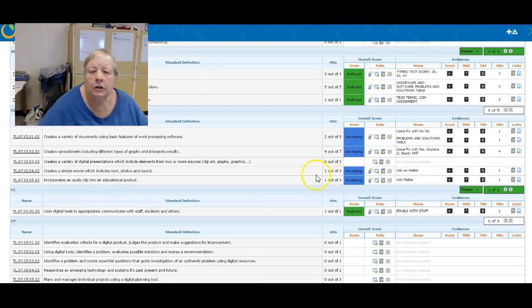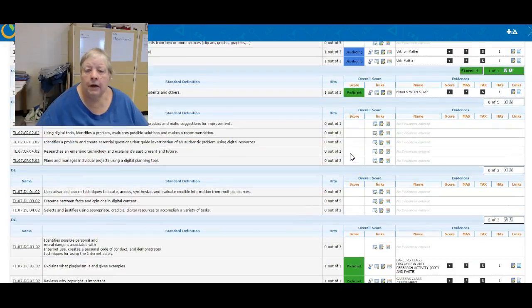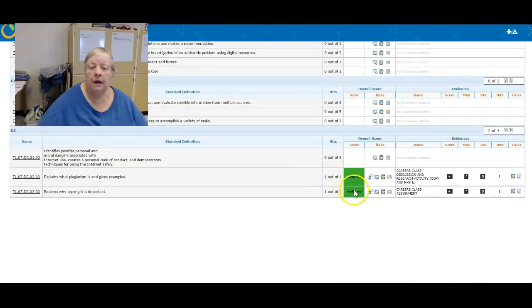If you go down to this next section where you see all these blue marks, these are things that are in progress, and these are things like lab reports, Word documents, videos that they'll be making in class, and they'll slowly get filled up. So those are things that weren't done in careers that were done in science class. If you go down to the next one, this says uses digital tools to appropriately communicate with staff. This one should be finished. It should show that the student has done that. We did that in class. And we also did some activities on plagiarism and on copyright. So those were assignments that were given in careers class.